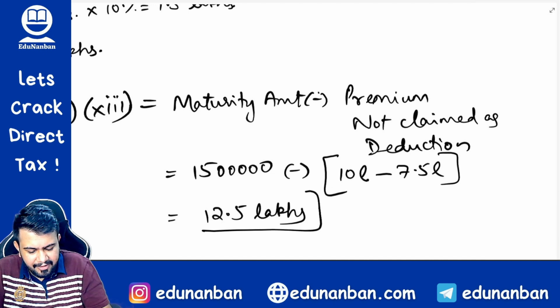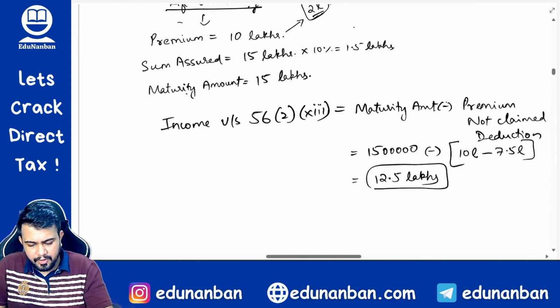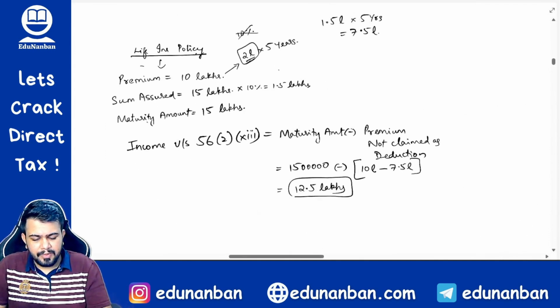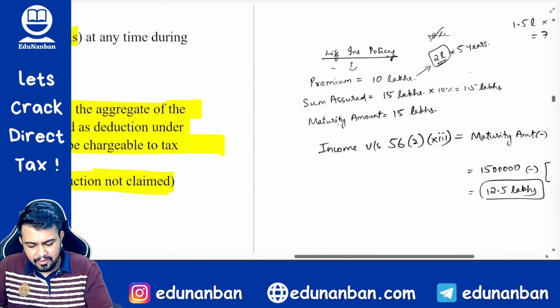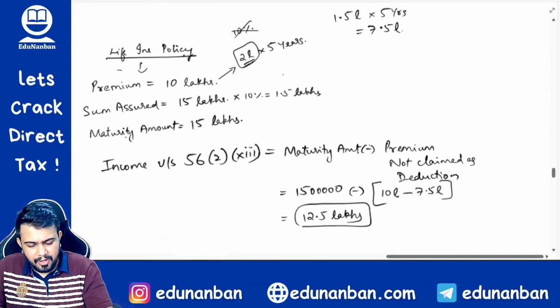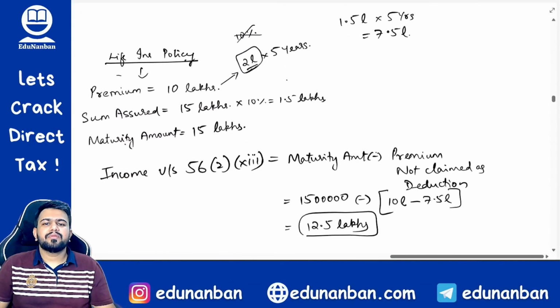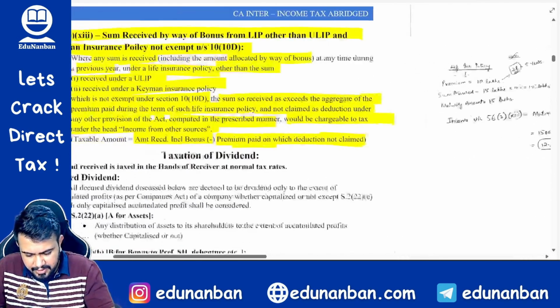So this 12.5 lakhs should be added to income from other sources. You get my point? So I hope now you are clear how to find out the income from other sources, how to calculate the income under section 56(2)(13). If you want, you can pause the video and note down this example. Fine. Now you can unpause the video.